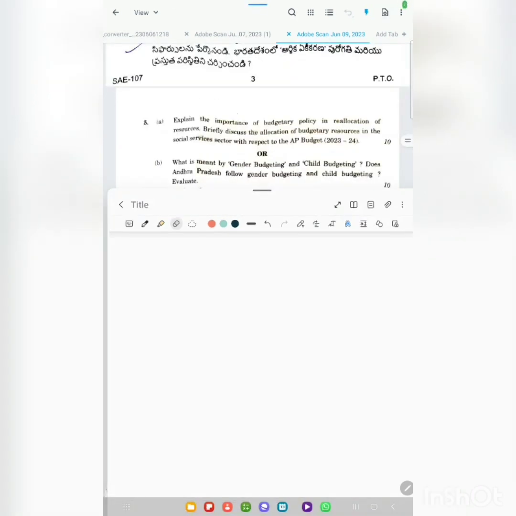Fifth question: explain the importance of budgetary policy in reallocation of resources. Briefly discuss allocation of the budgetary resources in the social services sector with respect to AP budget 2023-24. This question is easy for those people who have memorized some important allocations with respect to the social service sector in the AP budget.